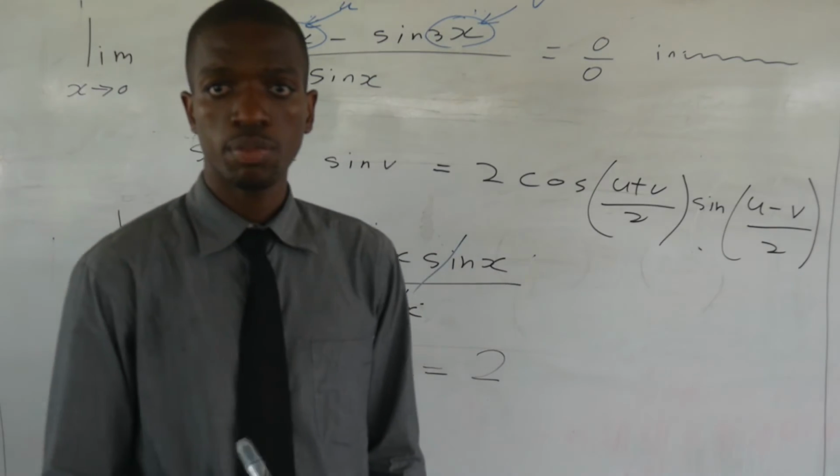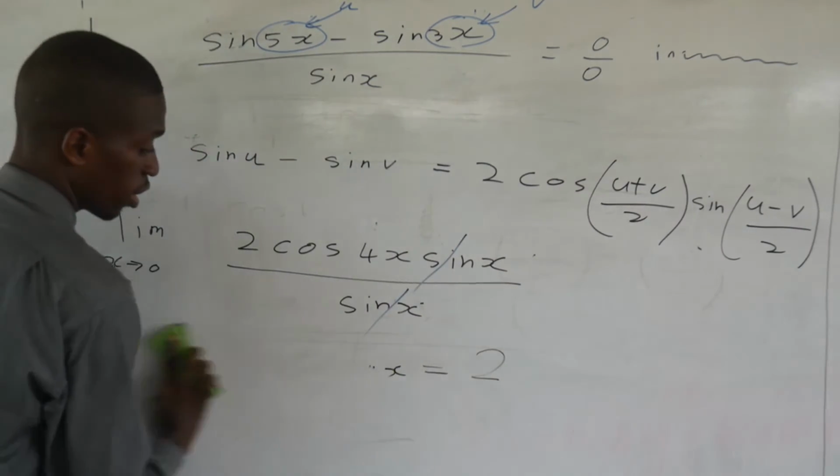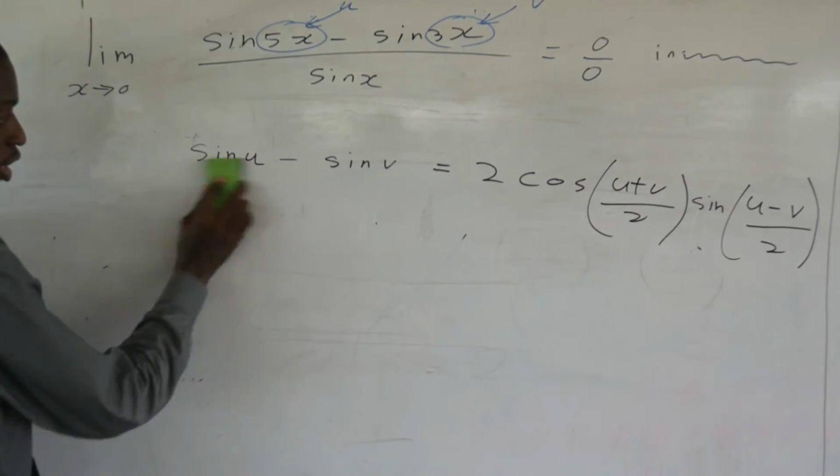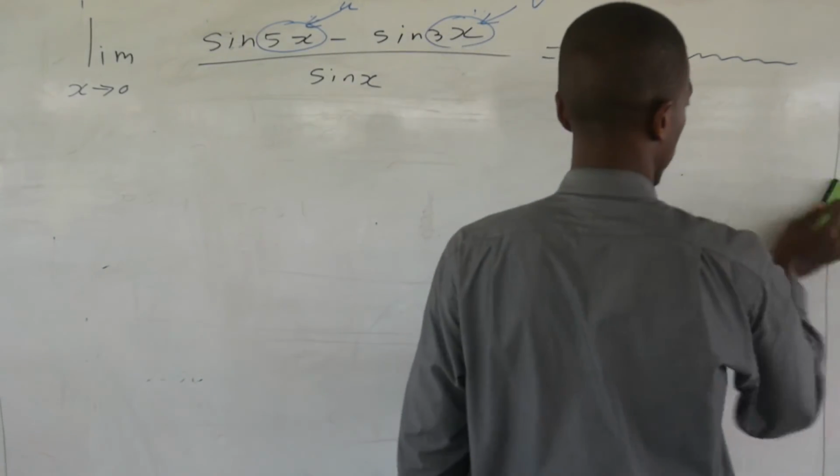So those were two examples of limits to trigs where you had to use a substitution.